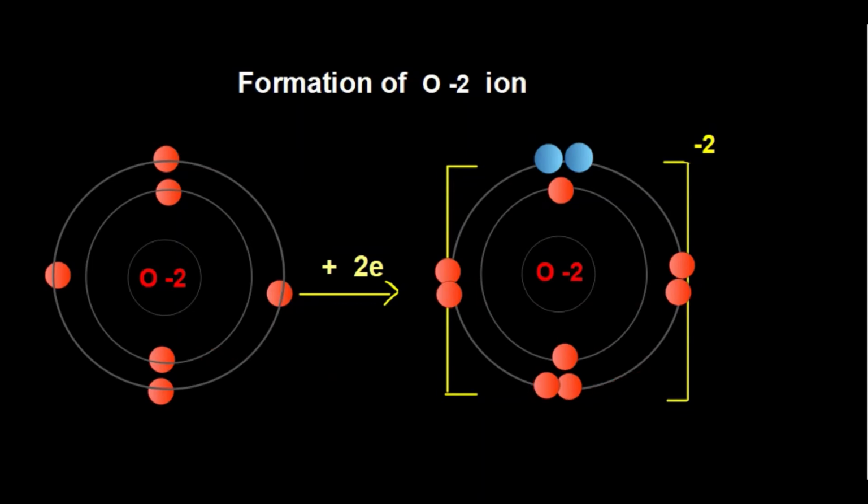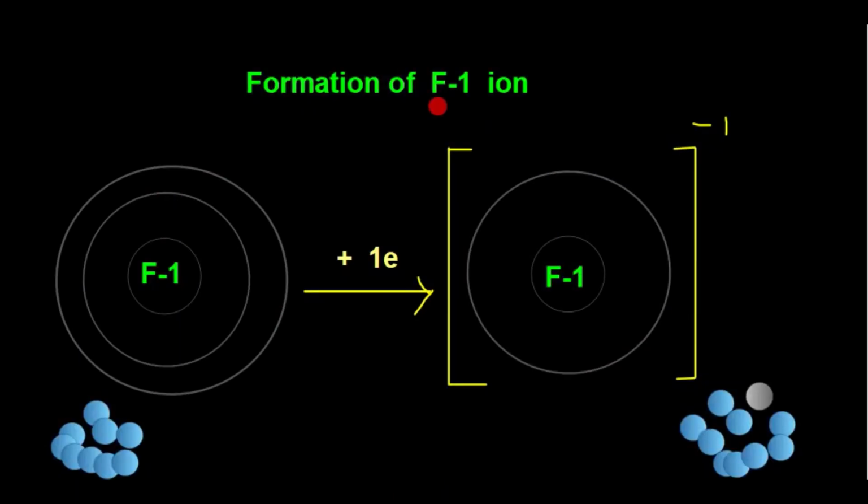I hope the formation of the oxide ion is clear to you. Now we will study the formation of the fluoride ion. We know fluorine is a member of group 7A of the periodic table, that is the halogens. The atomic number of fluorine is 9. In the valence shell of fluorine there are 7 electrons. Fluorine needs just 1 electron to complete its octet and get an electronic configuration similar to a noble gas. So usually fluorine gains 1 electron in a chemical reaction to get stability and convert into the fluoride ion.